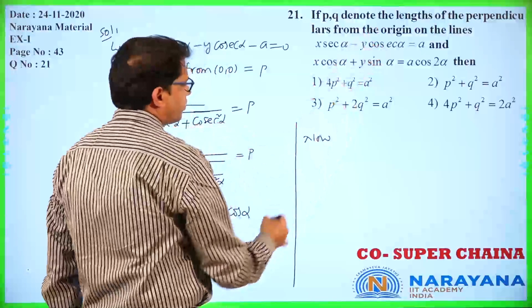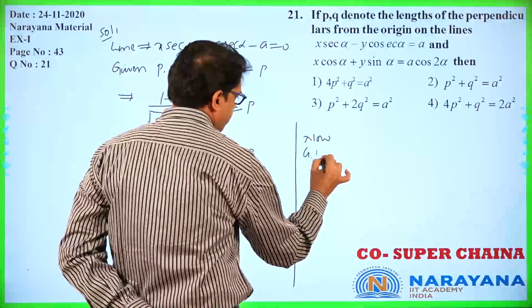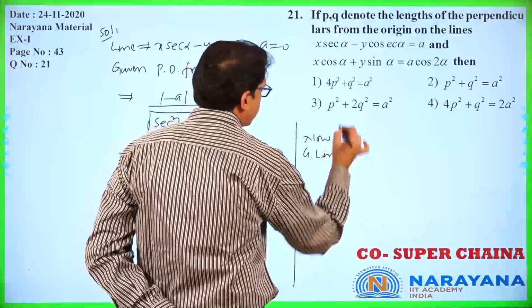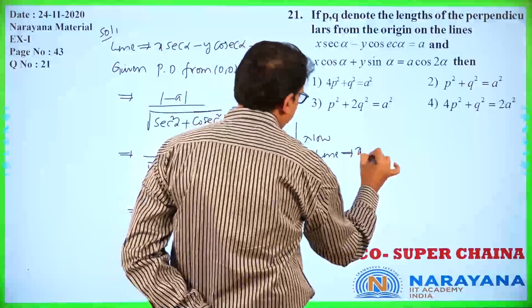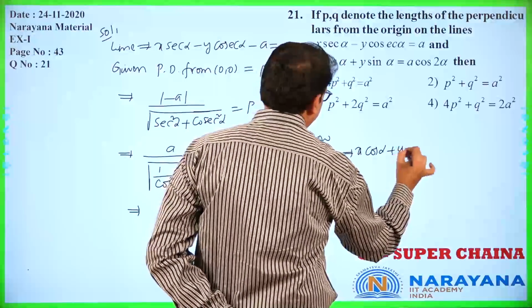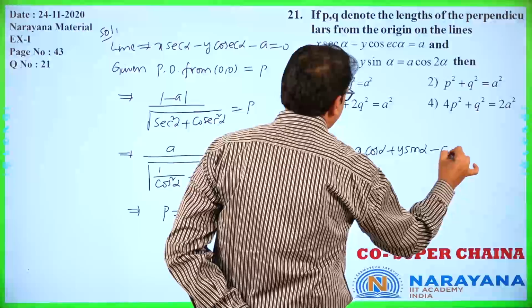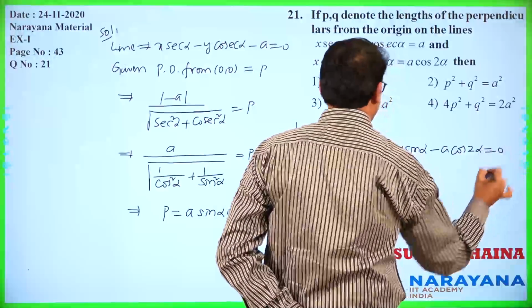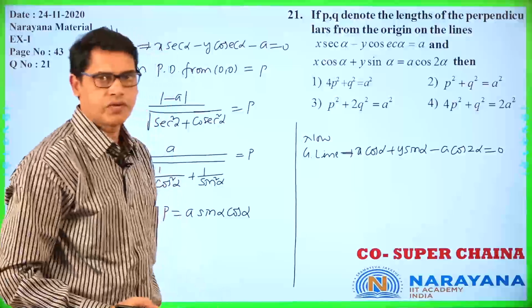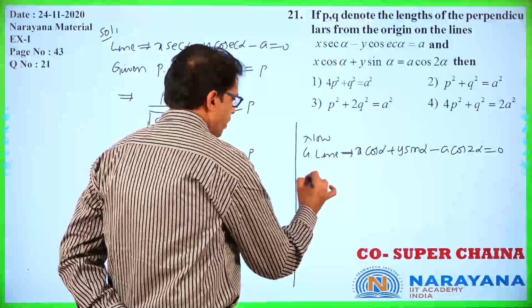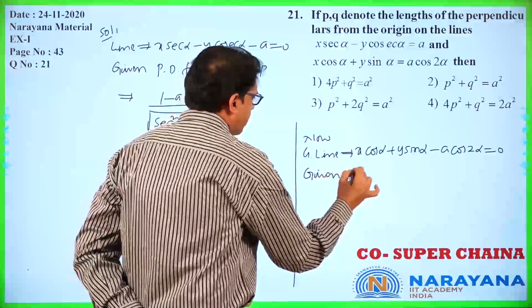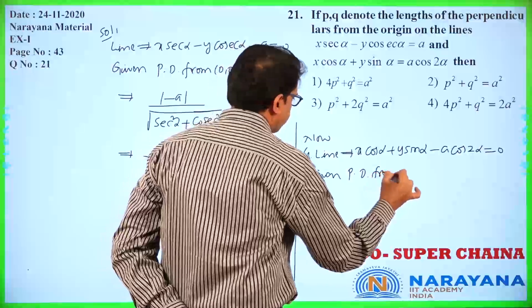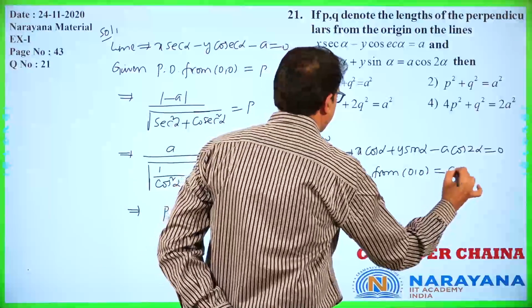Now you take another line. Now the given line implies you take the second one: x cos alpha plus y sin alpha minus A cos 2 alpha equal to 0. So here, the given perpendicular distance from the origin (0, 0) is Q.